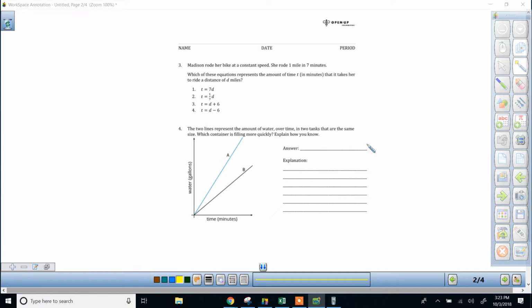And we're looking at number 3 on Unit 2 Study Guide about Madison and her sweet bike ride that she's going on here. She rode her bike at a constant speed. Well, that tells me proportional relationship. She rode 1 mile, 7 minutes.